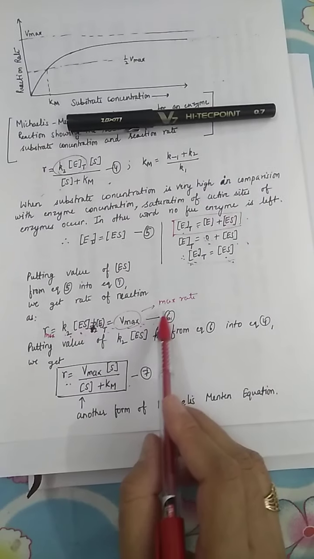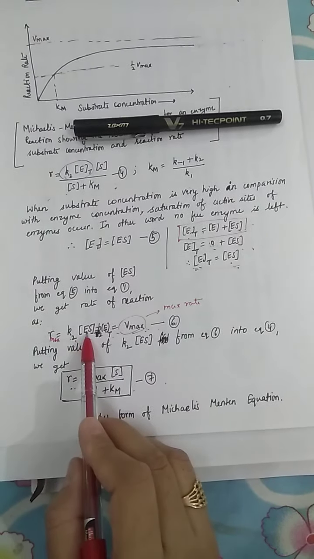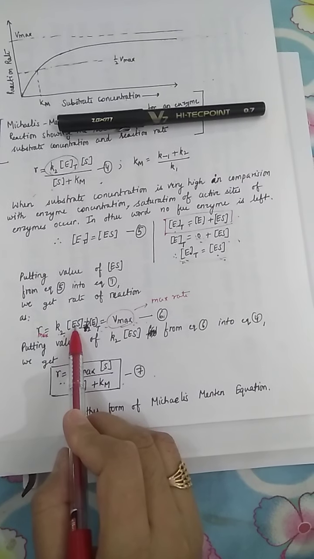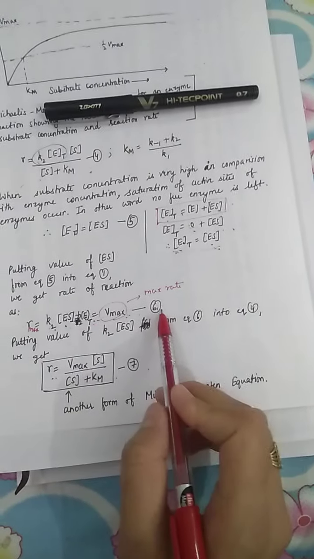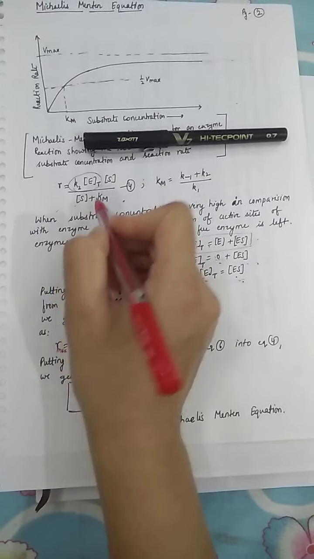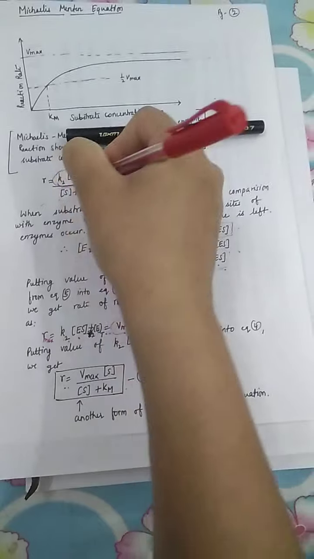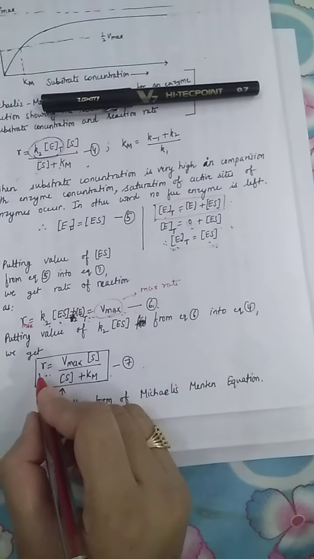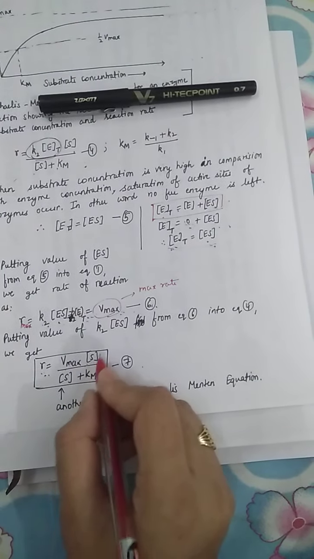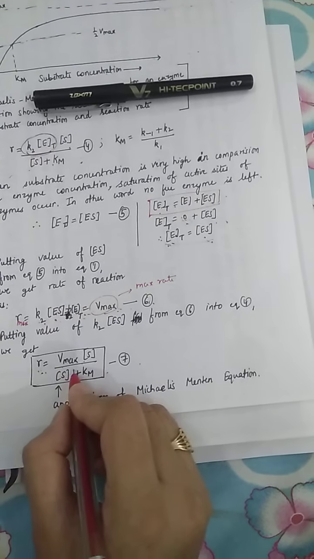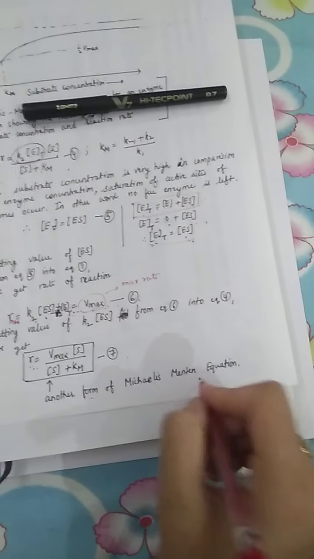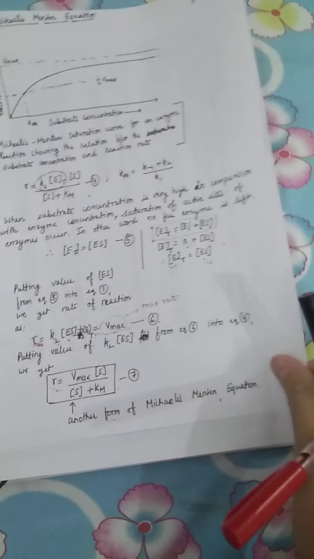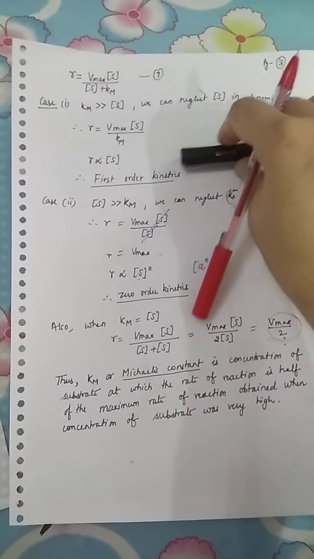So by putting the value of K2 ES, or we can say K2 ET, from this equation into our fourth equation here, this equation will convert into R equal to Vmax, concentration of substrate divided by substrate concentration plus Michaelis constant. So this is another form of the Michaelis-Menten equation. Now we'll study the different cases here.